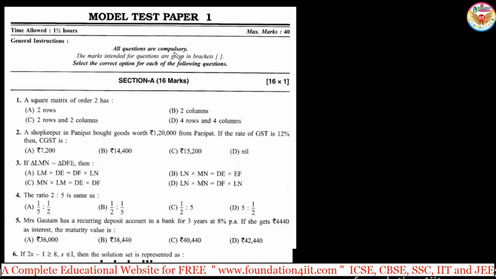So we have seen already the specimen paper which is given from the board, semester 1. Now in this video I want to show the model test papers. So let us see one by one.